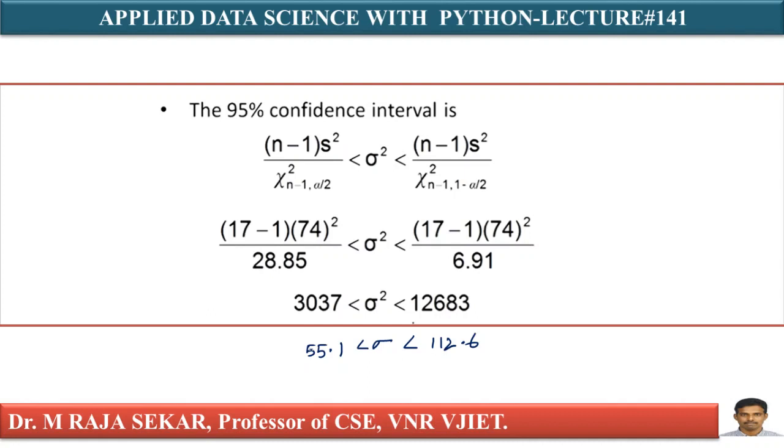Converting to standard deviations, we are 95% confident that the population standard deviation of CPU speed, the central processing unit speed, is in between 55.1 and 112.6 megahertz. I will repeat: converting to standard deviation, we are 95% confident that the population standard deviation of CPU speed is between 55.1 and 112.6 megahertz.